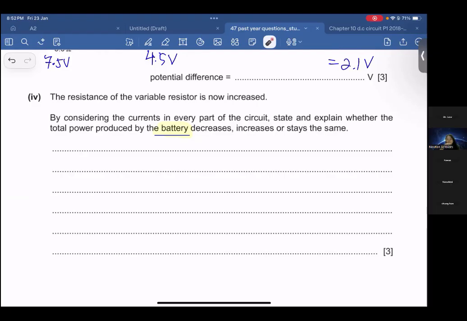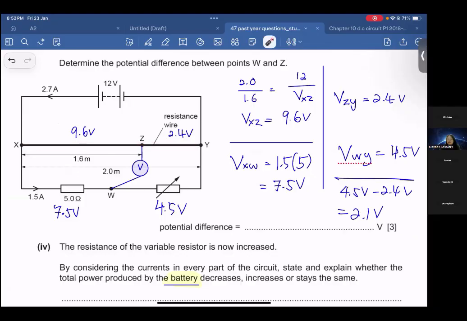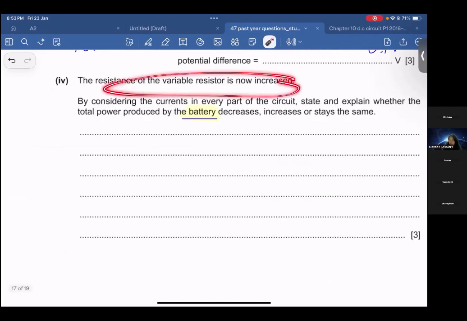So Chonghan, also 2 marks, because of the same reason: by considering the current in every part of the circuit. You didn't talk about the current in the resistance wire. What's going on? Okay, Manjo. Manjo, now we are increasing the variable resistor. No, you are saying decreases.